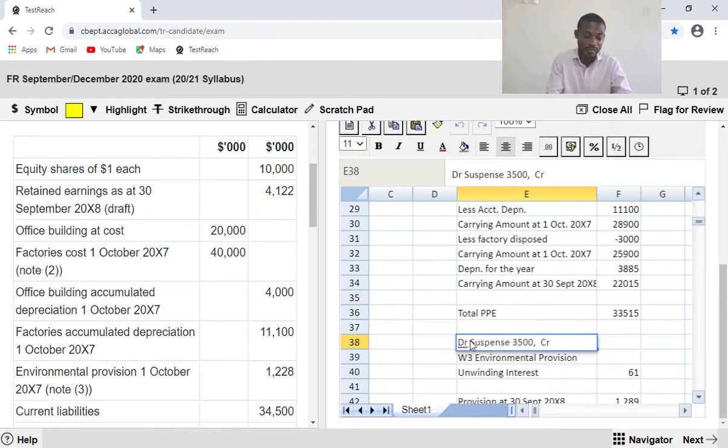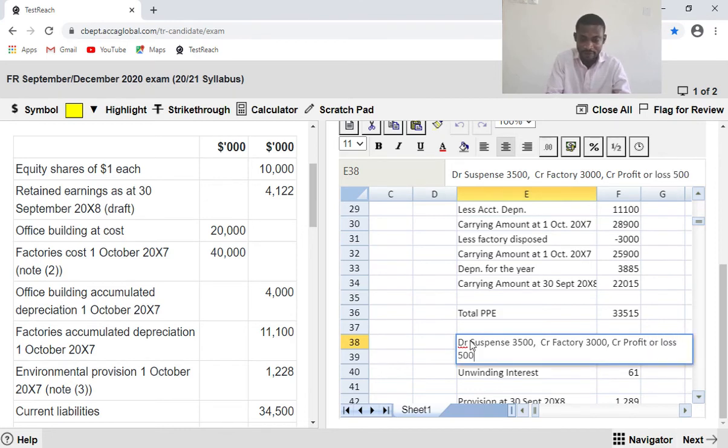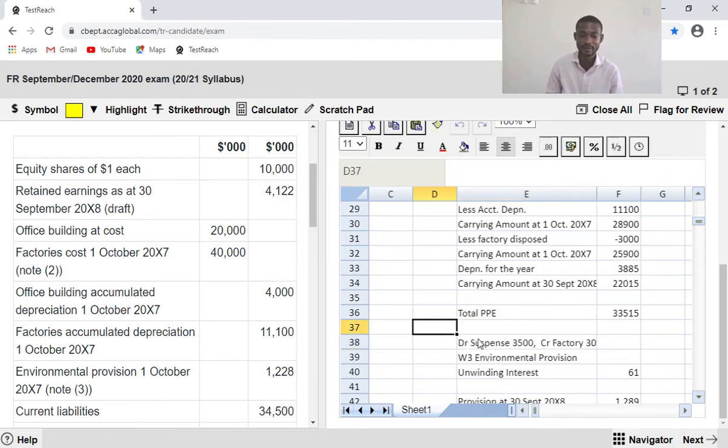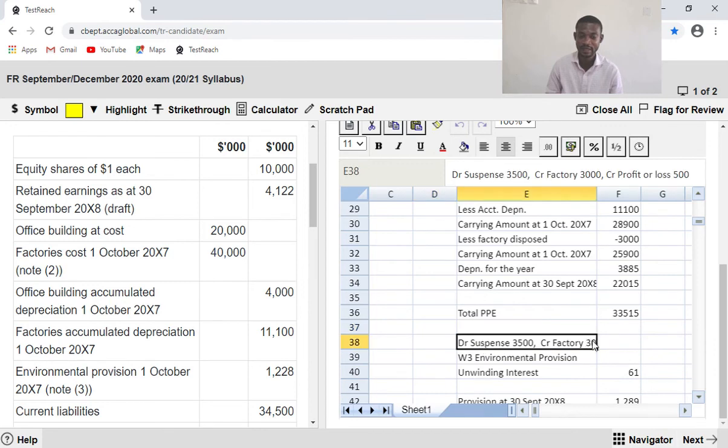Credit. See what we are going to credit? We are going to credit the factory which was disposed with a carrying amount of 3,000, and we'll credit profit or loss with a gain of 500. So your adjusting entries will reconcile there. So that is given there, and that should be fine.